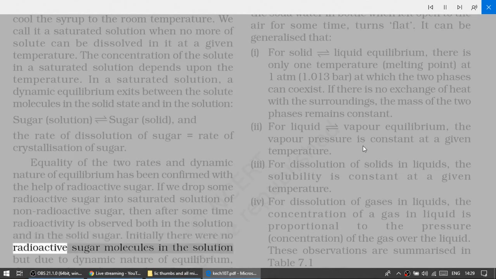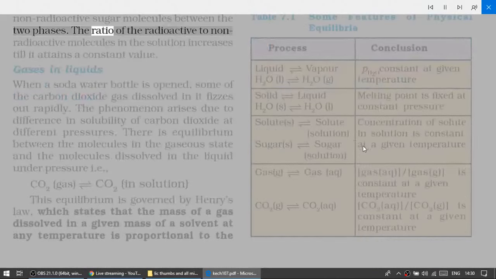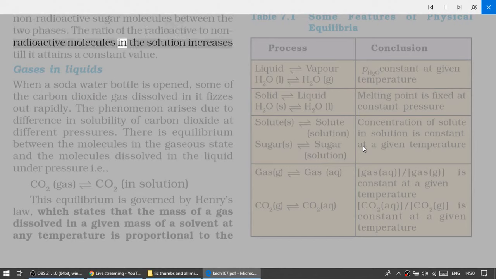Initially there were no radioactive sugar molecules in the solution, but due to the dynamic nature of equilibrium, there is exchange between the radioactive and non-radioactive sugar molecules between the two phases. The ratio of the radioactive to non-radioactive molecules in the solution increases till it attains a constant value.